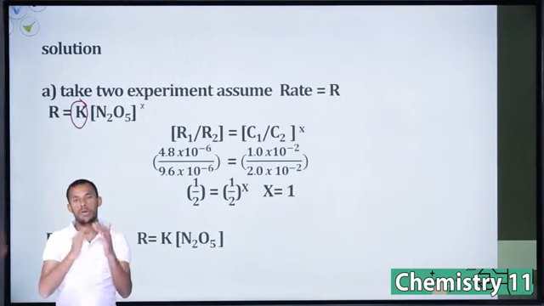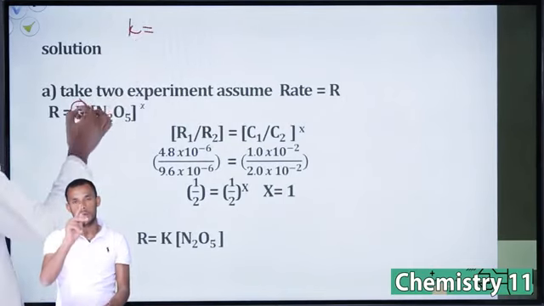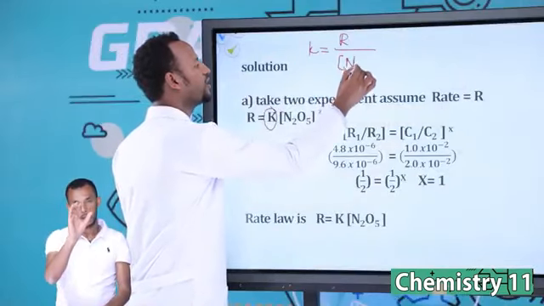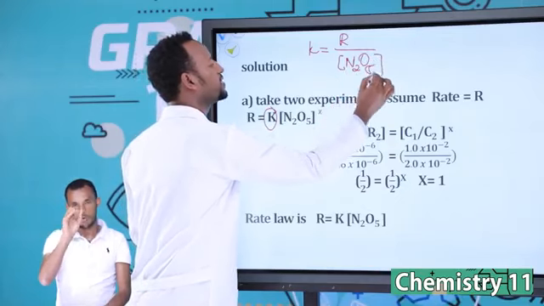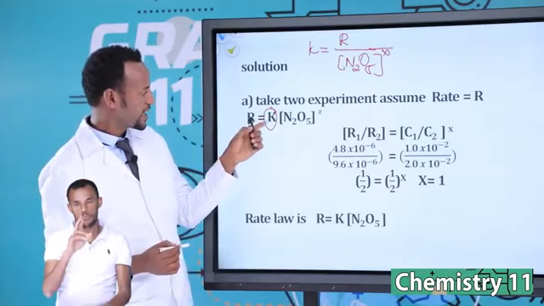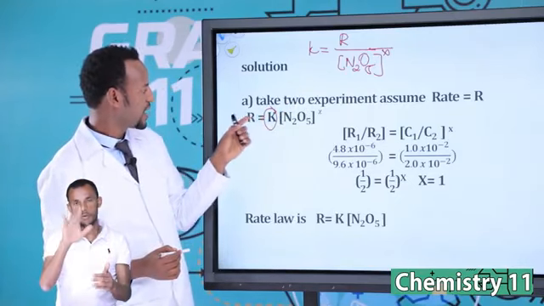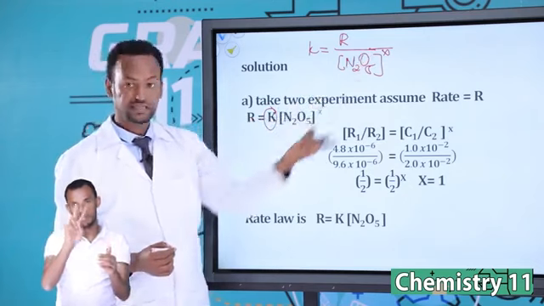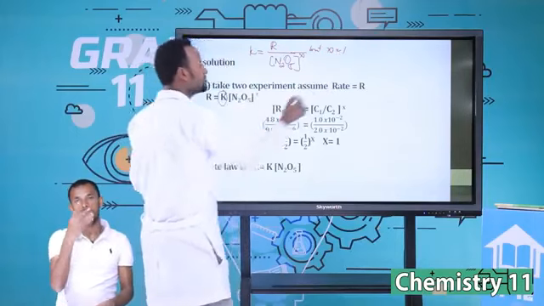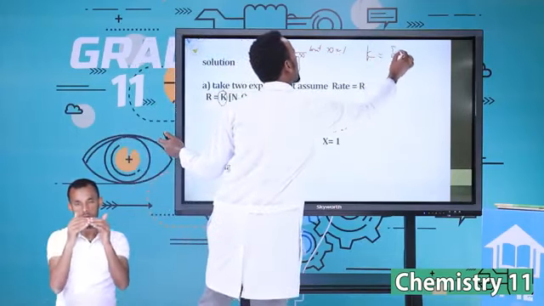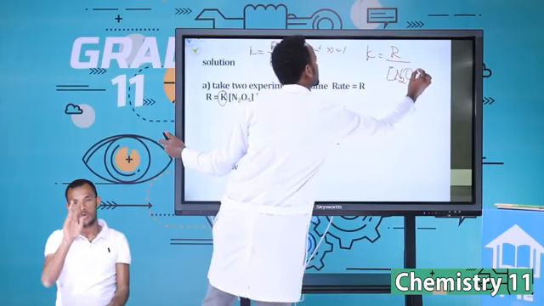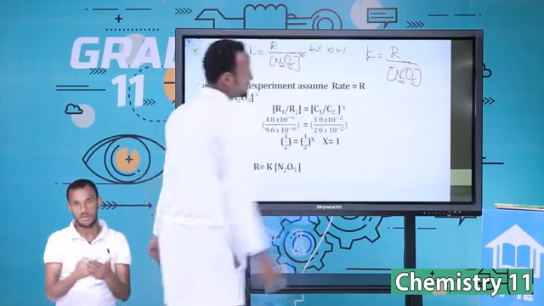What is K? R is equal to K [N2O5] to the power of X. K is equal to R divided by [N2O5] to the power of X. But already X is equal to 1. Simply, K is equal to R over the concentration of N2O5. By using this formula, determine K.